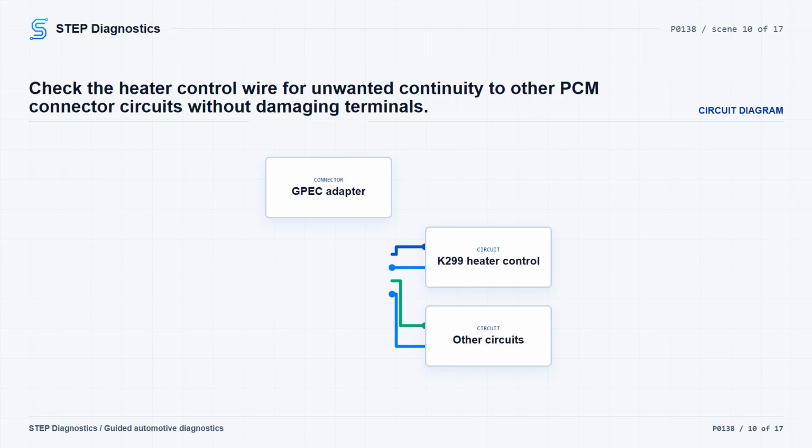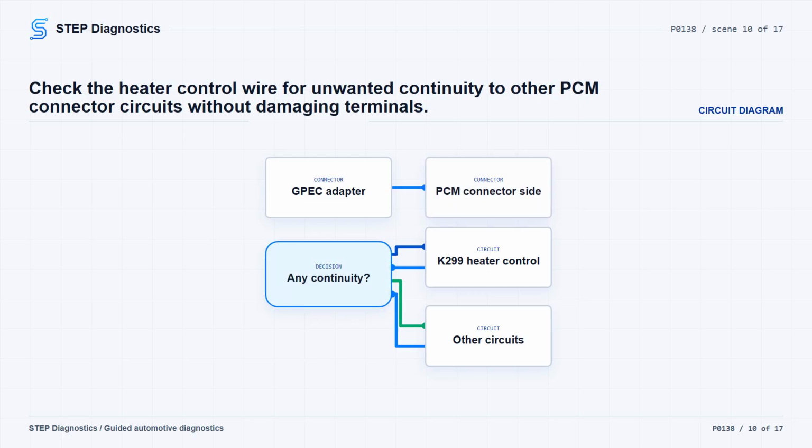With the ignition off, disconnect the ECU and every component connector that contains that circuit, while leaving inline connectors connected. Check for continuity between the heater control circuit and the other circuits at the ECU connector. Do not probe the PCM harness terminals directly. Use the GPEC Diagnostic Adapter 10436 when probing at the PCM connector is necessary.